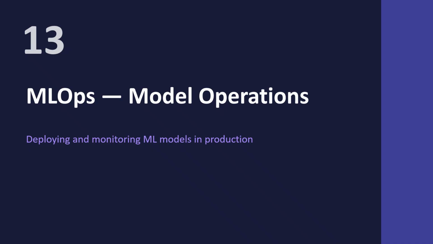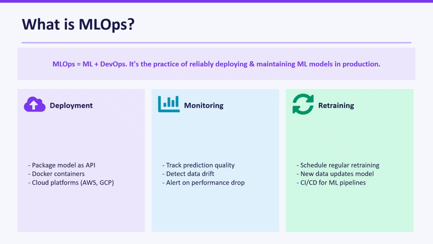Building a model in a notebook is the easy part. Keeping it running reliably in production is where MLOps comes in. Section 13, MLOps. MLOps stands for Machine Learning Operations. Think of it as DevOps but for ML models. Once your model is trained, you need to deploy it. That means packaging it as an API using tools like FastAPI or Flask, containerizing with Docker, and hosting it on cloud platforms like AWS, Google Cloud, or Azure.